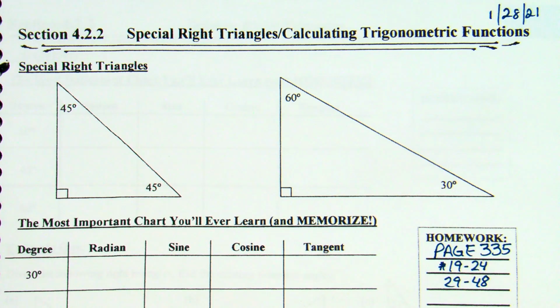So lesson 4.2.2, part 2 of lesson 4.2, is special right triangles, calculating trigonometric functions. We are looking at filling in this chart here. You'll notice it says the most important chart you'll ever learn and memorize. This chart is a huge part of what we're doing the rest of the semester. This chart goes directly along with our unit circle that we're going to start working on soon enough.